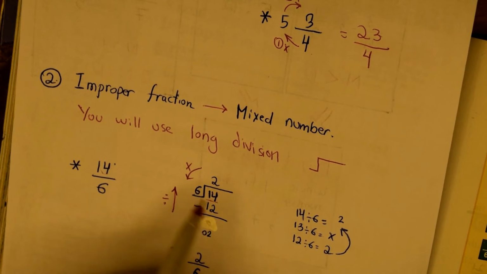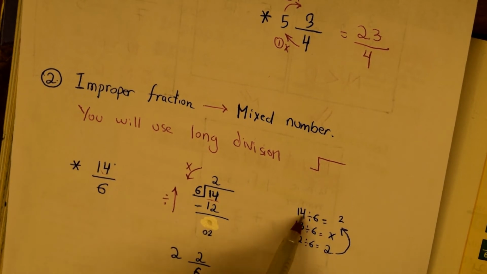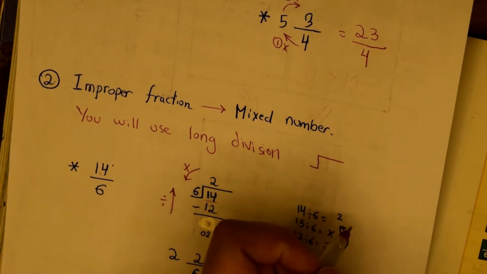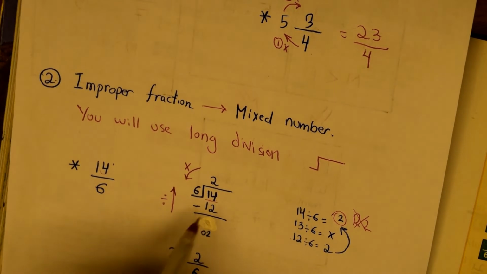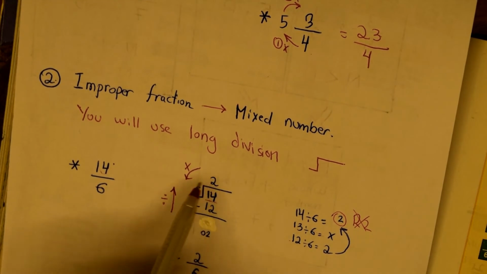14 divided by 6, I will bring it here. What times 6 will give me 14? Nothing. I will go one number down. I will check the 13. 13 divided by 6, nothing. And then I will go another number down. 12 divided by 6 equals 2. Then here my answer is what? 2, but I don't care about the remainder, I just want the answer. So 14 divided by 6 equals 2.